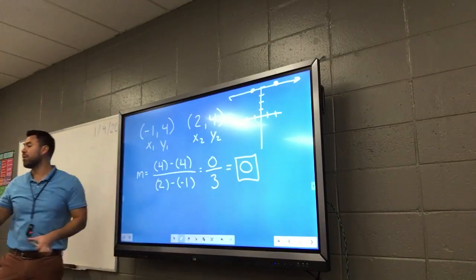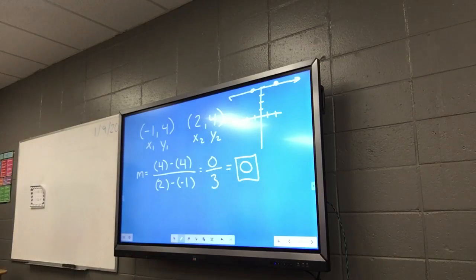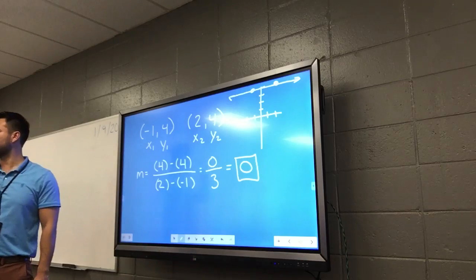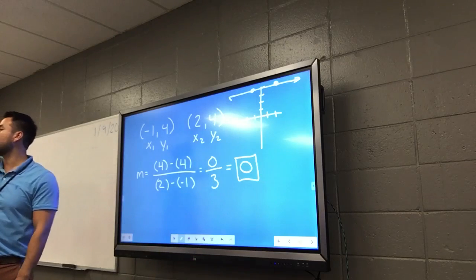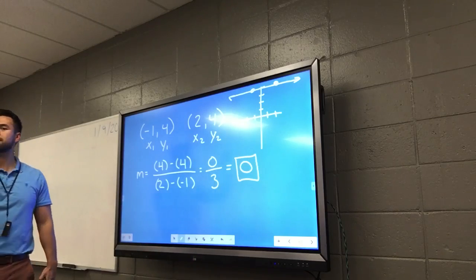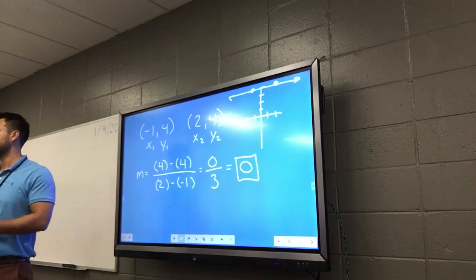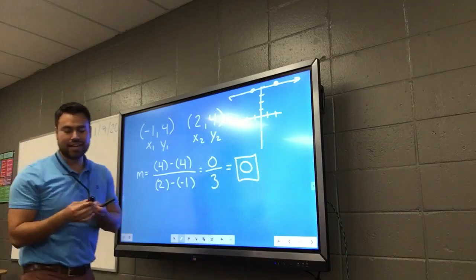All right, guys, but listen to me very carefully. It has no rise. It doesn't rise at all. It just stays flat. But what happens to the slope of a vertical line? If the slope of a horizontal line is 0, what is the slope of a vertical line? Have a good day. Bye-bye.